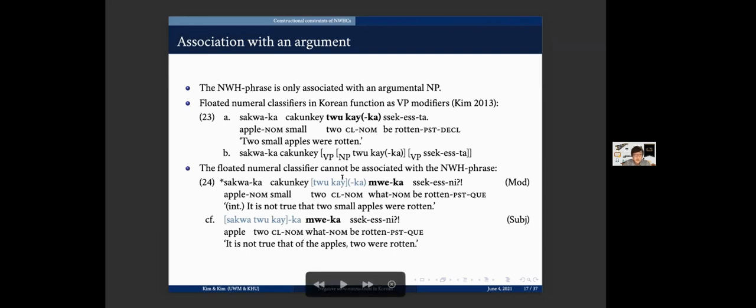So here, 사과가 작은 게 두 개가 뭐가 썩으니, this sentence is ungrammatical because this NWH phrase, 뭐가, cannot be associated with this floating numeral classifier, which functions as a VP modifier in this sentence. But here, 사과 두 개가 뭐가 썩으니, this sentence is okay because in this case, this entire expression 사과 두 개가 functions as an argument subject. So this NWH phrase can be associated with this subject argument here.